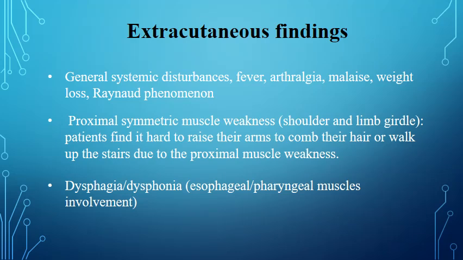General systemic disturbances as fever, arthralgia, malaise, weight loss, and Raynaud's phenomena. Proximal symmetrical muscle weakness in the shoulder and the limb girdle, which presents as the patient finds it hard to raise their arms, to comb their hair, or walk up the stairs due to proximal muscle weakness. Dysphagia and or dysphonia due to the involvement of the esophageal and the pharyngeal muscles.